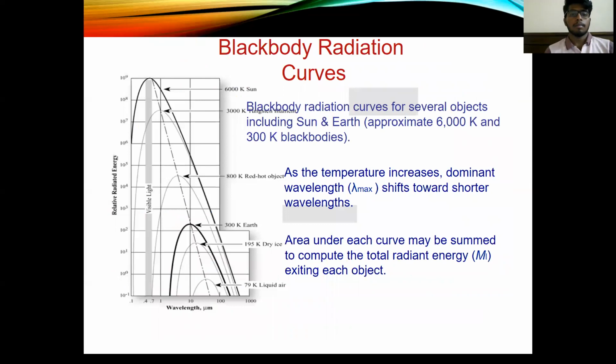Black body radiation curves. Black body radiation curves for several objects, including the Sun and Earth, approximate 6000 Kelvin and 300 Kelvin black bodies. As the temperature increases, the dominant wavelength lambda max shifts towards shorter wavelengths. The area under each curve may be summed to compute the total radiant energy exiting each object.